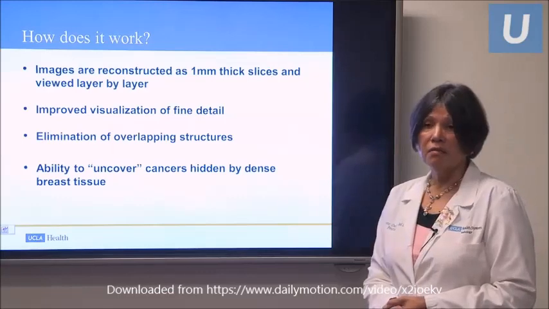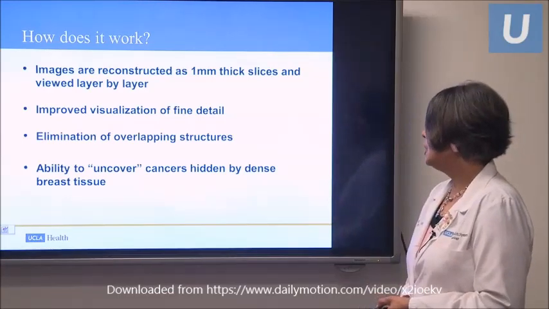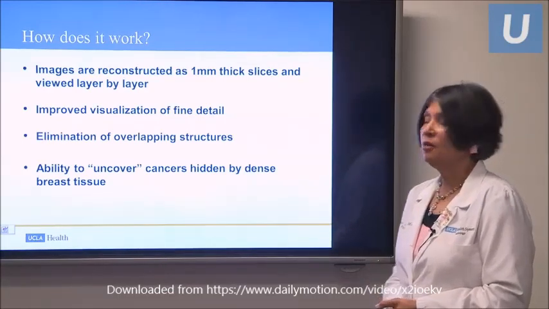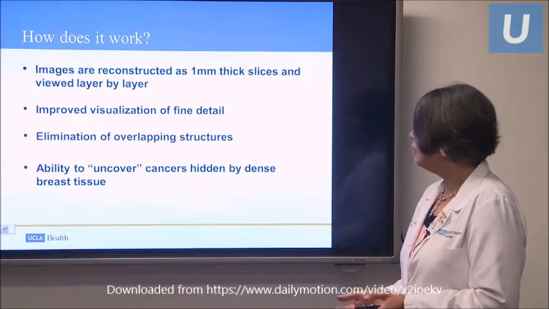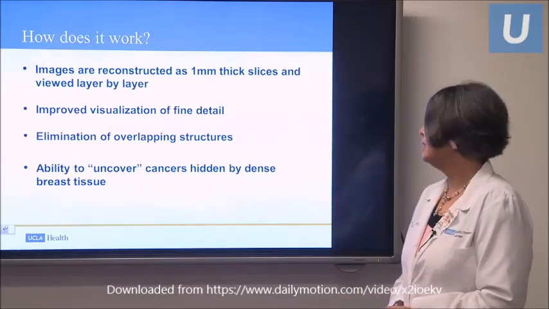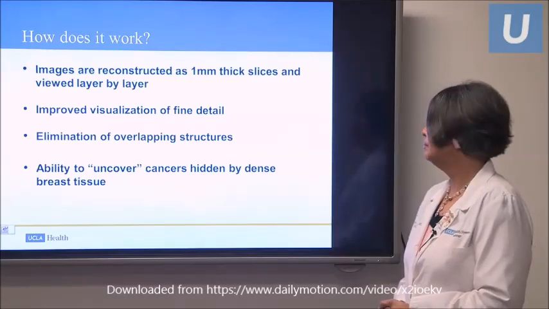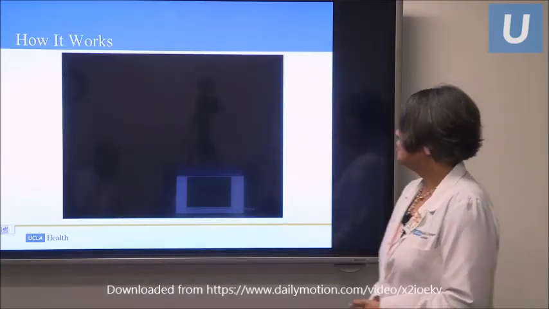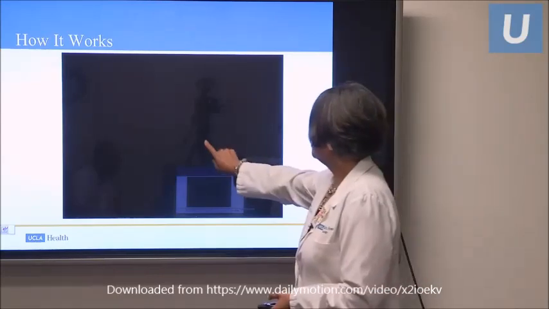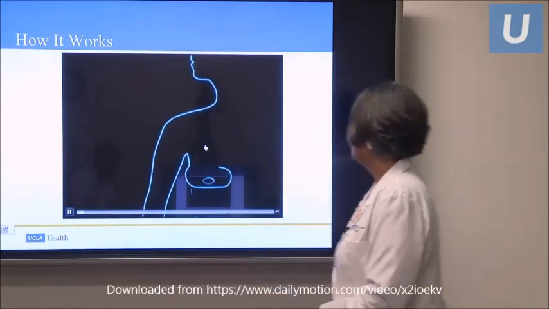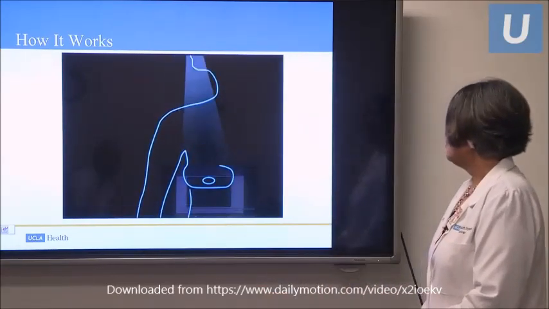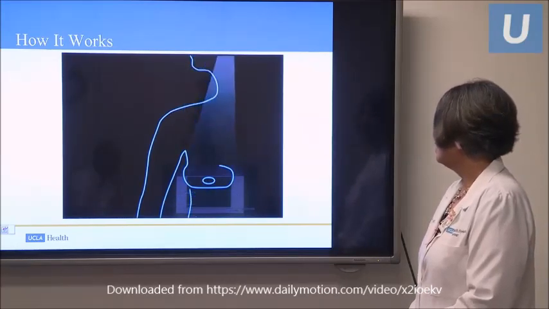They're reconstructed. They improve the visualization of fine detail, and it helps to separate overlapping structures in 3 dimensions, with an ability to uncover cancers hidden by some of the denser breast tissue. So this is just an example of how it works. I'm just going to touch the screen, see if it works there. And this is just an example. This was given to us by the manufacturer.